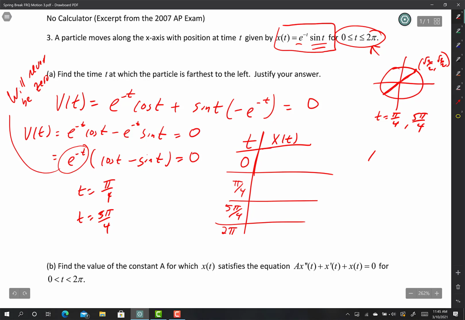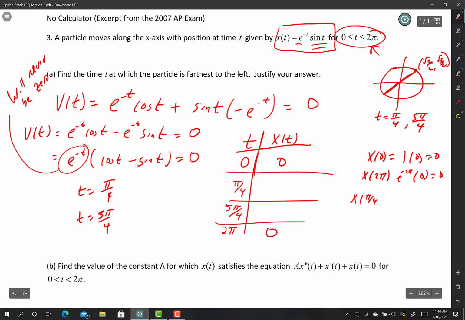So here we go. X of 0 is just e to the 0, which is just 1, times sine of 0, which is 0. So I get 0. And I guess you can do the same thing with the 2 pi right off the bat. X of 2 pi is e to the negative 2 pi times sine of 2 pi, which is 0. So that's 0 as well. All right, now let's try these.